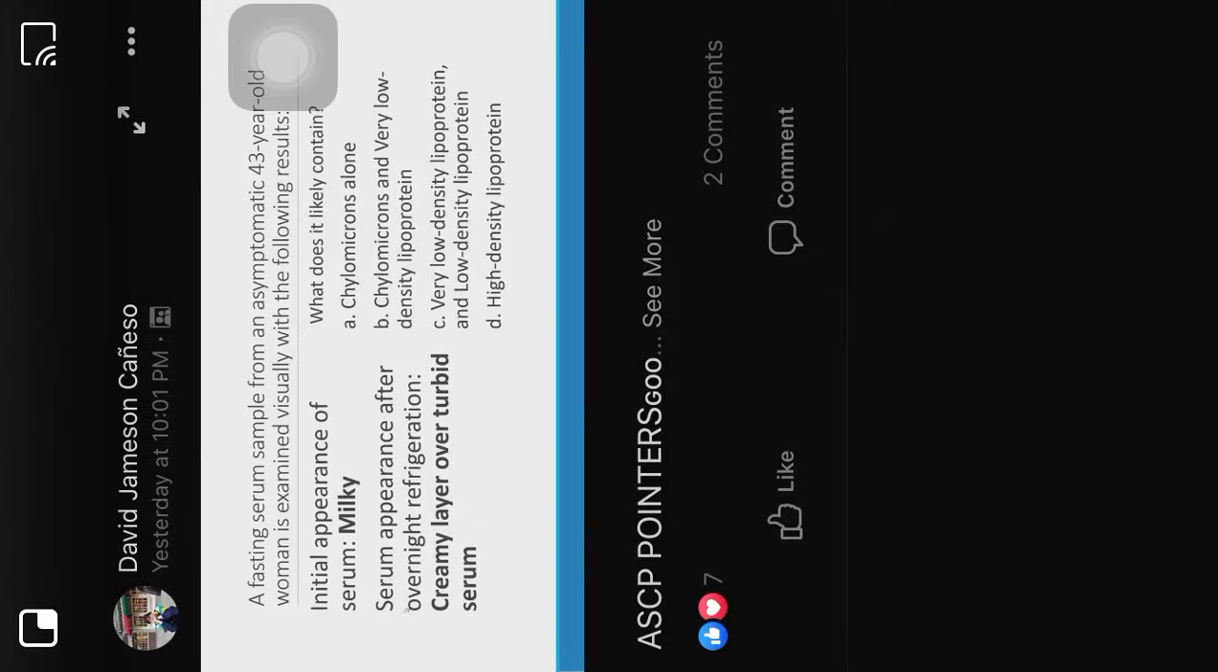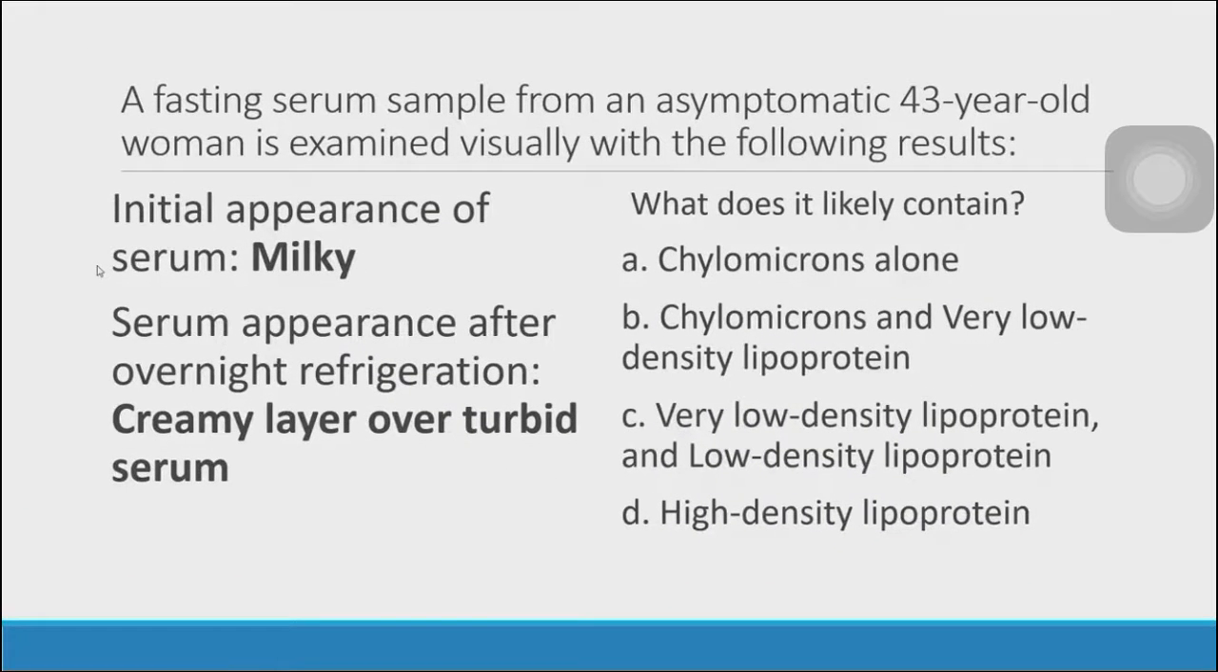Okay? So again, ang palatandaan natin kapag may creamy layer, it may indicate presence of chylomicrons, and then pag turbid serum naman, presence of VLDL. Okay, in the classification of hyperlipidemia. So, what does it most likely contain? Okay, most probably again, it may contain chylomicrons and very low density lipoprotein.